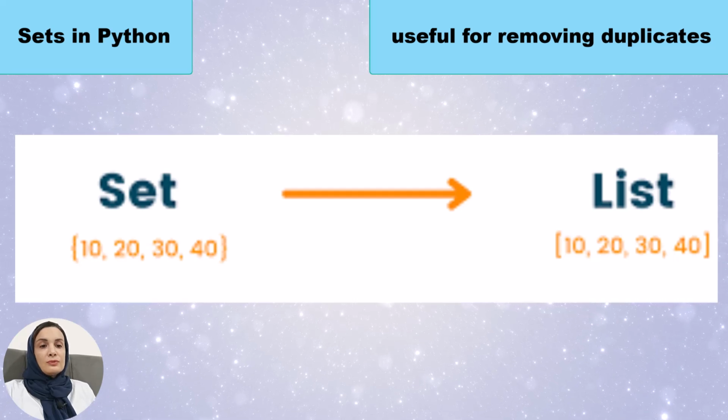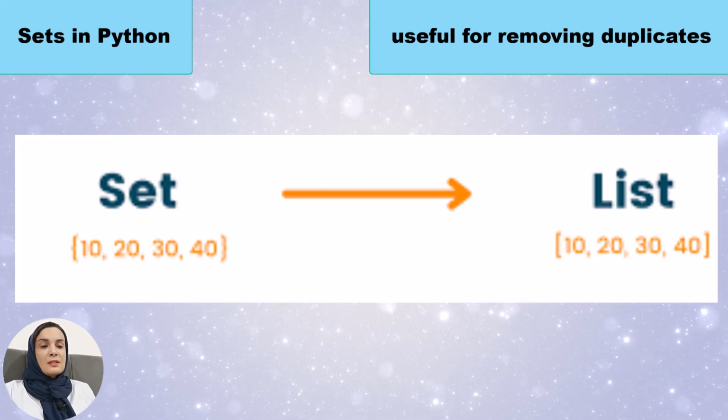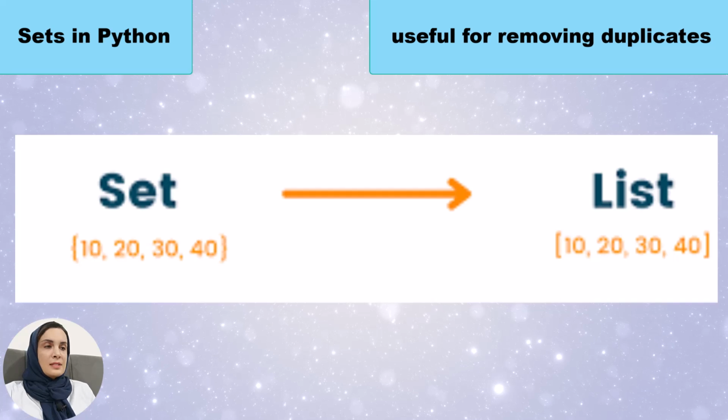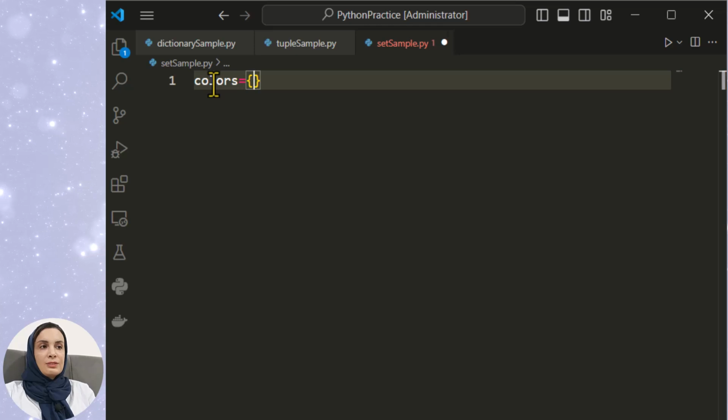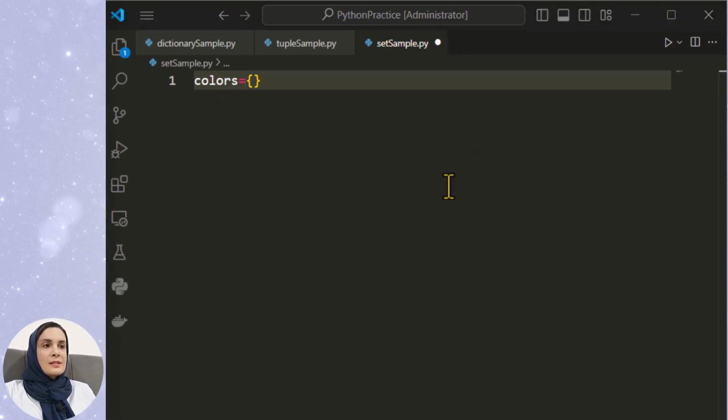It's useful for removing duplicates in our data. Let's see a simple example. We create a set of colors. After the equal sign, we use curly brackets like a dictionary. It's not pairs of data in the set.